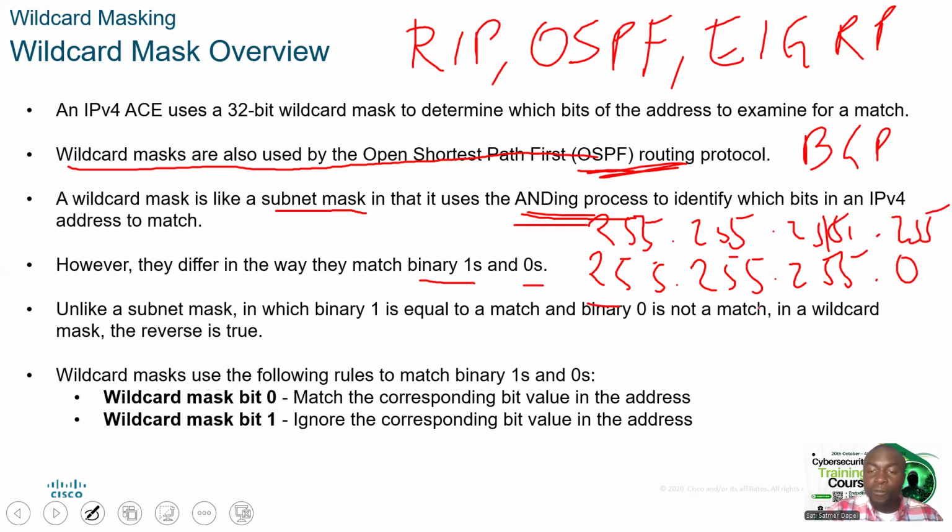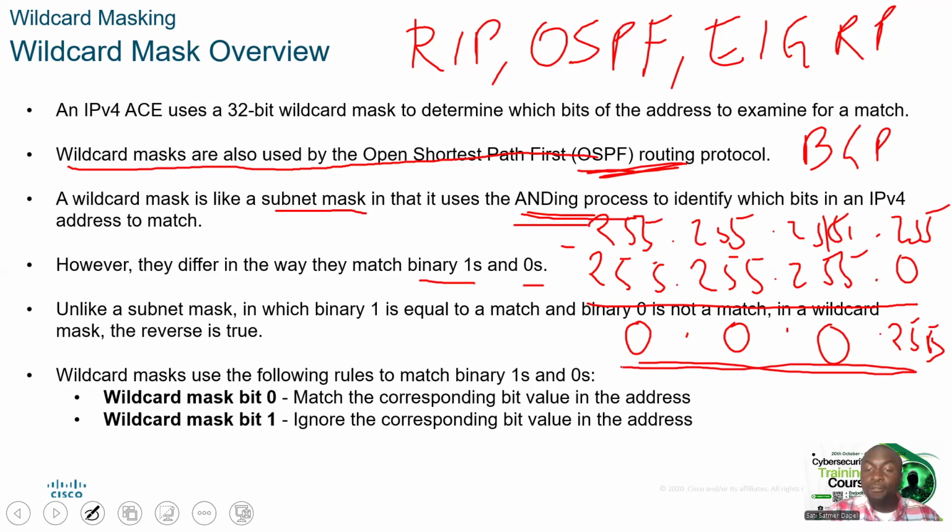255.255.255.255. So you do the subtraction. 255 minus 255, you will get 0. 255 minus 255, you get 0. 255 minus 255, you get 0. 255 minus 0, you get 255. Now, this is the wildcard mask for this subnet mask.